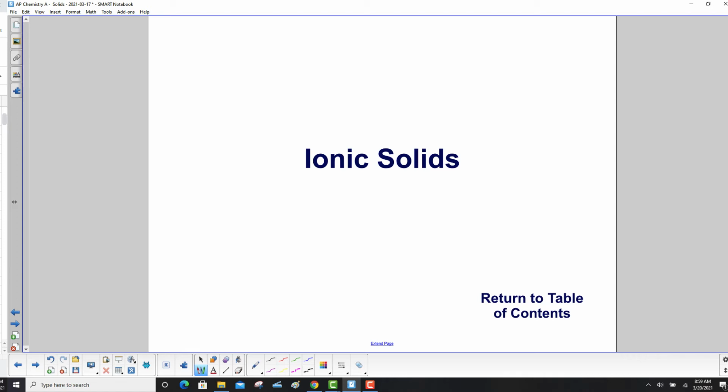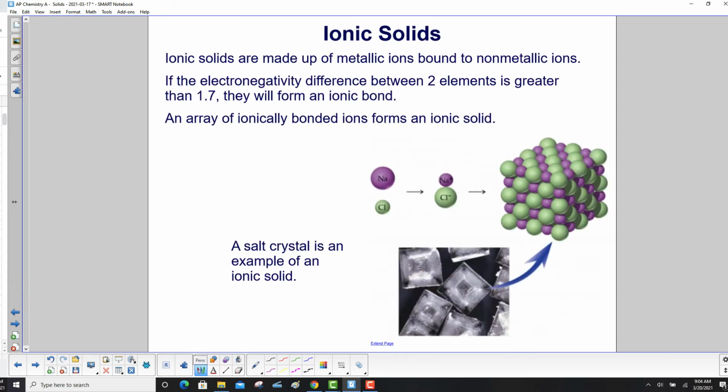Ionic solids. Ionic solids are made up of metallic ions bound to non-metallic ions. If the electronegativity difference between two elements is greater than 1.7, they will form an ionic bond. An array of ionically bonded ions forms an ionic solid. A salt crystal is an example of an ionic solid.